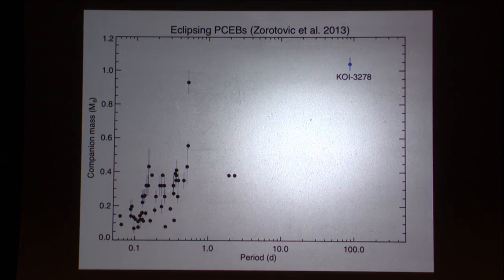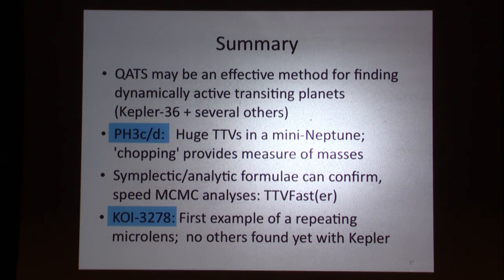And others have searched. Jason Rowe, who's part of the Kepler team, has done a search, and he's come up empty with other self-lensing binaries. They may still be there, but it may just be that stellar variability swamps the signal. Well, they should still be there.